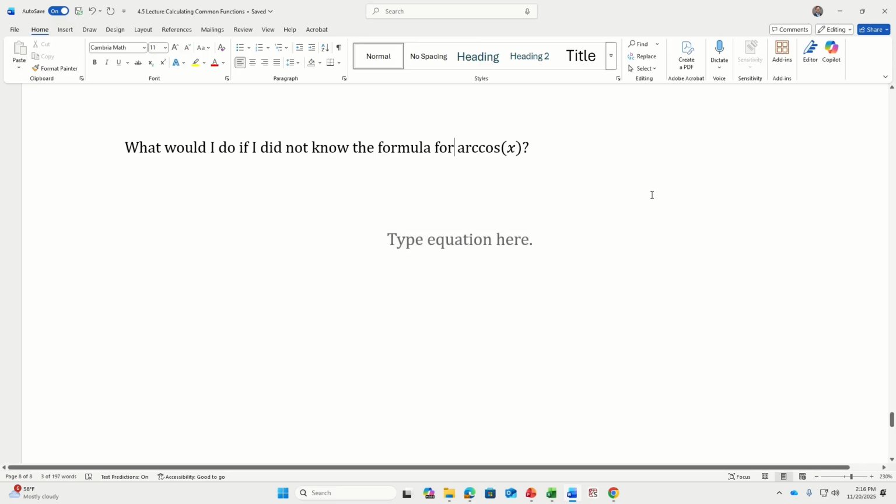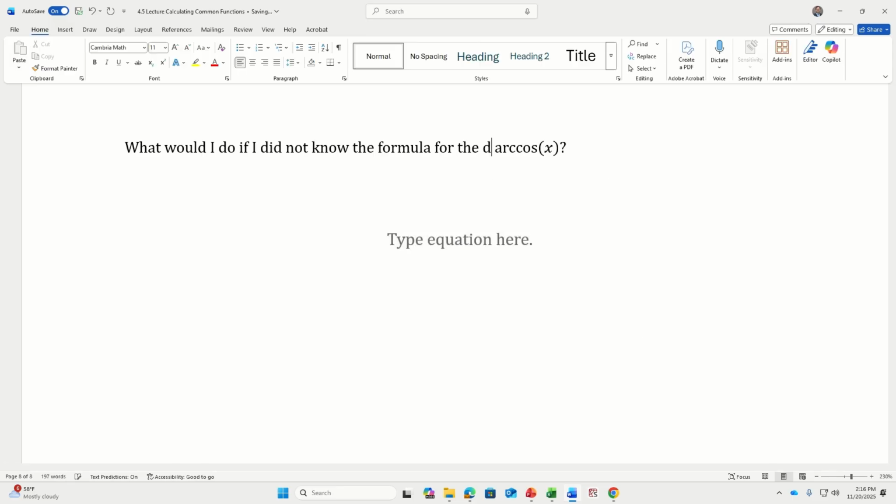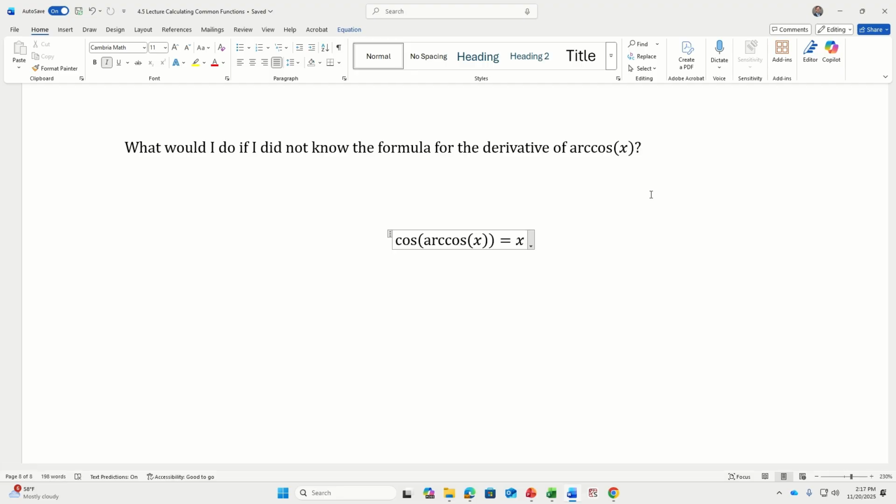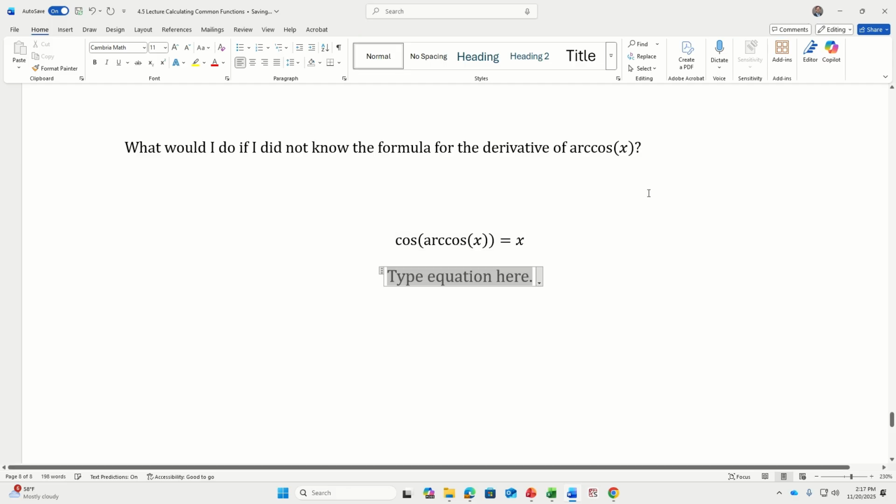So what I would say is, specifically not the formula for arc cosine, but the derivative of arc cosine. Well, I would say this. Cosine of arc cosine of x is what? X. Because the definition of arc cosine is that it should be the inverse function of cosine. And if I compose a function with its inverse, I should get back the identity function. So there we go. Cosine of arc cosine is equal to x.